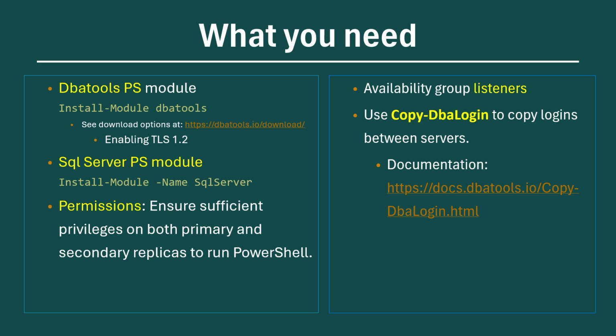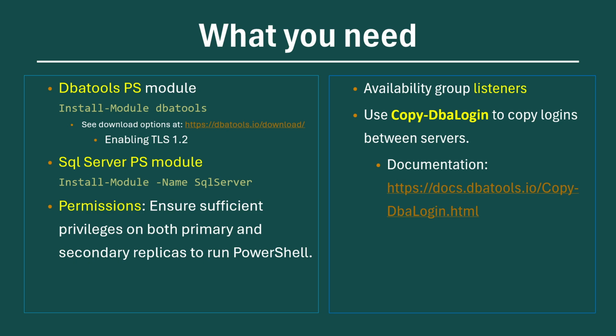Now, if your server has access to the internet, you can use these two commands and install directly from there. There are situations I've observed where enabling TLS 1.2 is required to directly connect to the repos of these modules and then install them on the server.